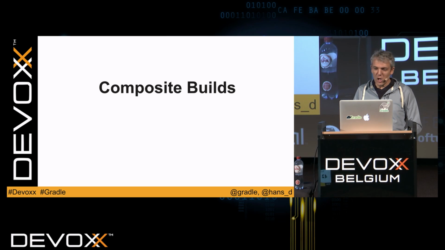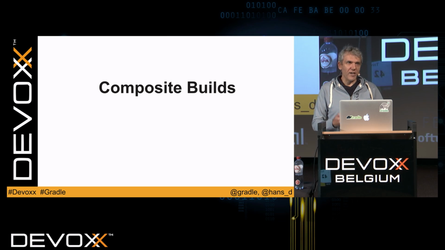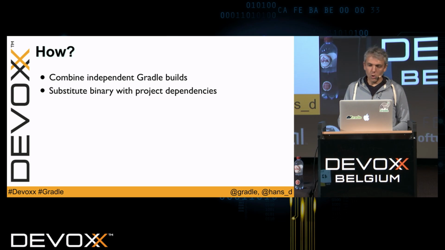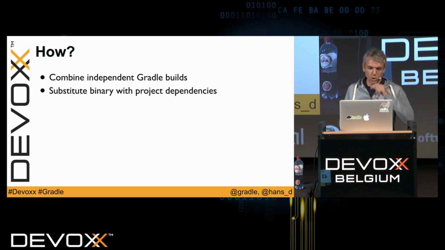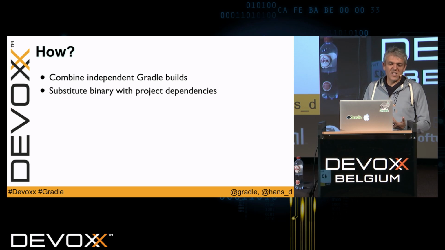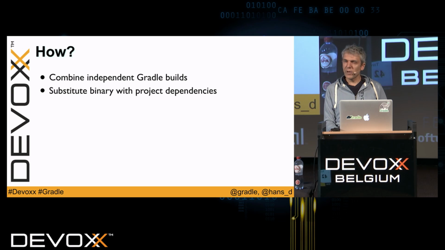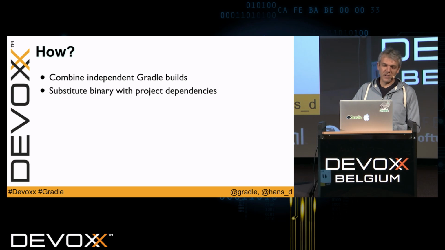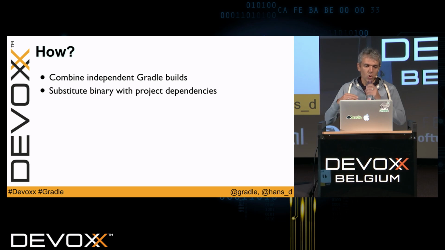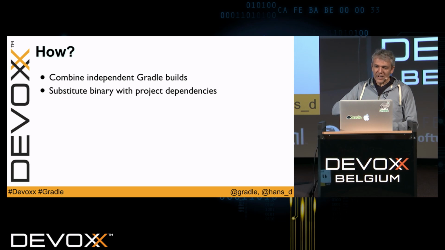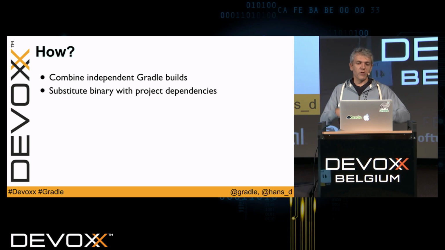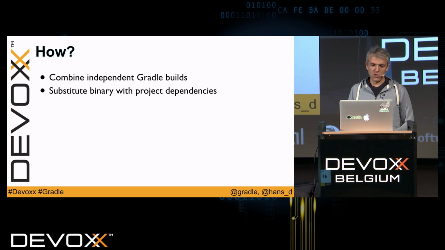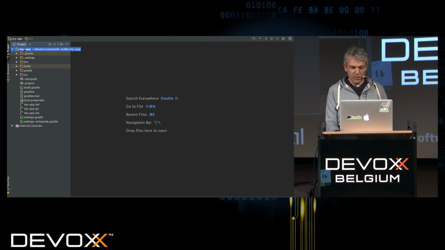Okay, so now we talk about the next dimension, another feature I'm super excited about: how a build system can really support typical developer workflows in a deep way. This feature I want to show is called composite builds. So what does it mean? Composite builds is about combining independent Gradle builds and binary, and when you combine them, binary dependencies they have between each other are replaced with project dependencies that are built from source. So let's look at an example.